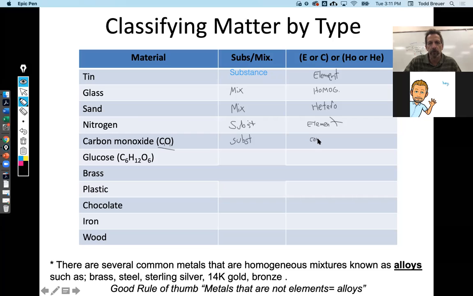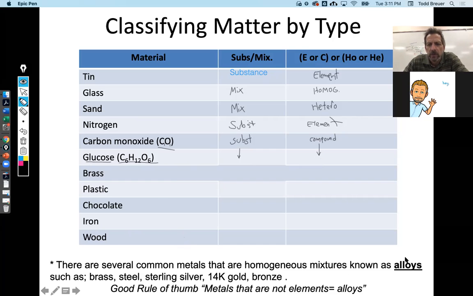Compounds have well-defined formulas that are constant. They're fixed. Like water would be H2O, carbon monoxide would be CO. So that's the way that this works. We have the same sort of thing for glucose. So again, we would write substance. It has its well-defined formula. It is a compound.